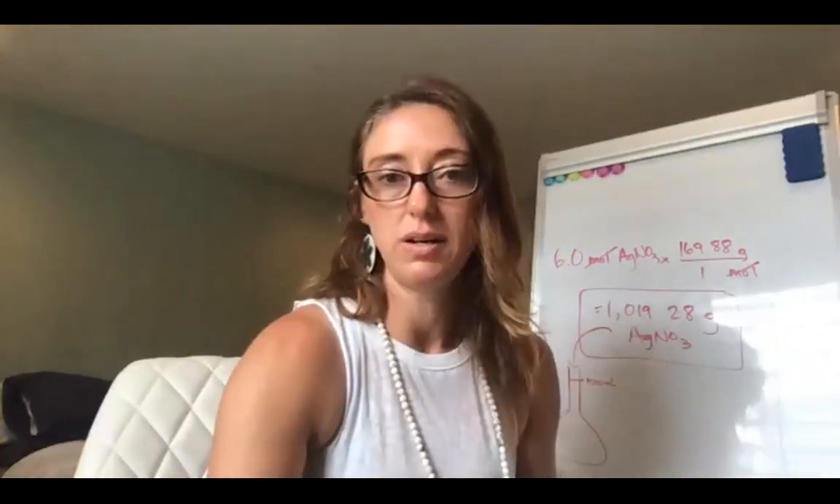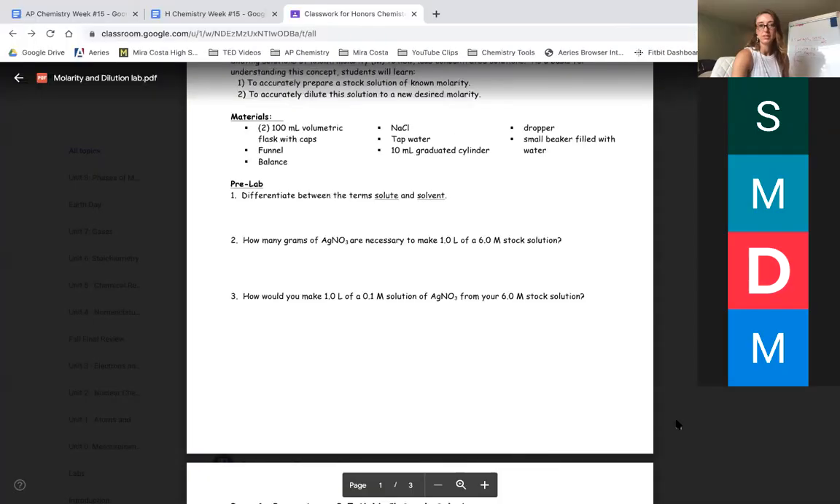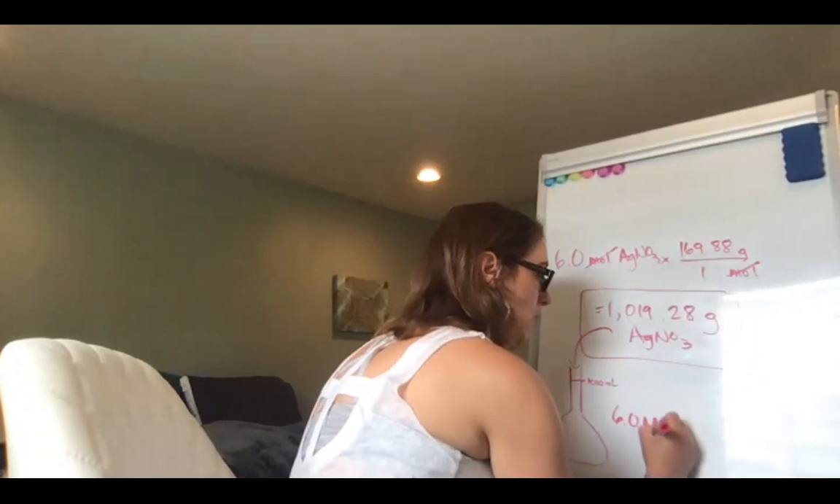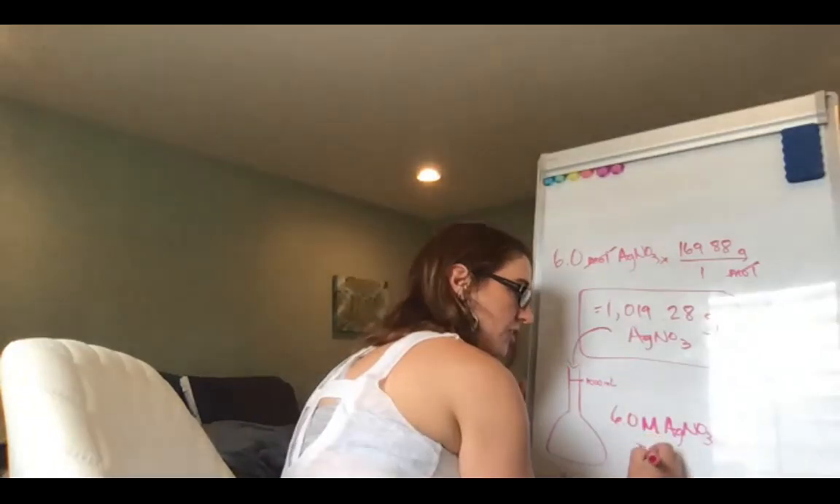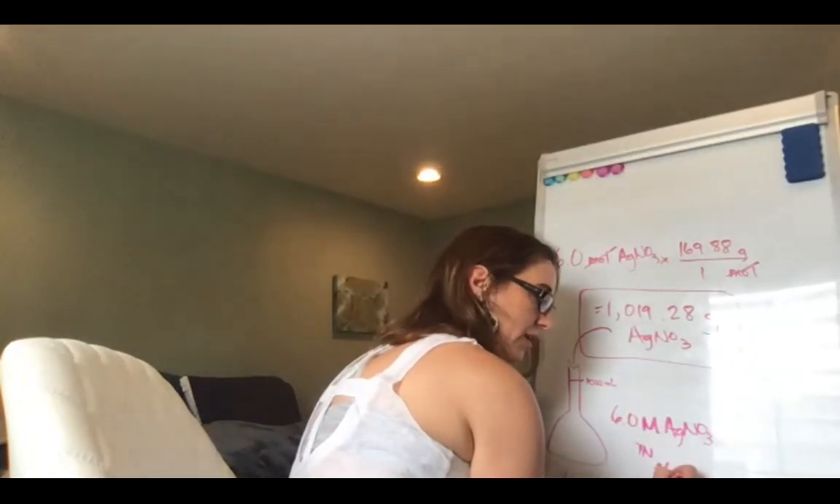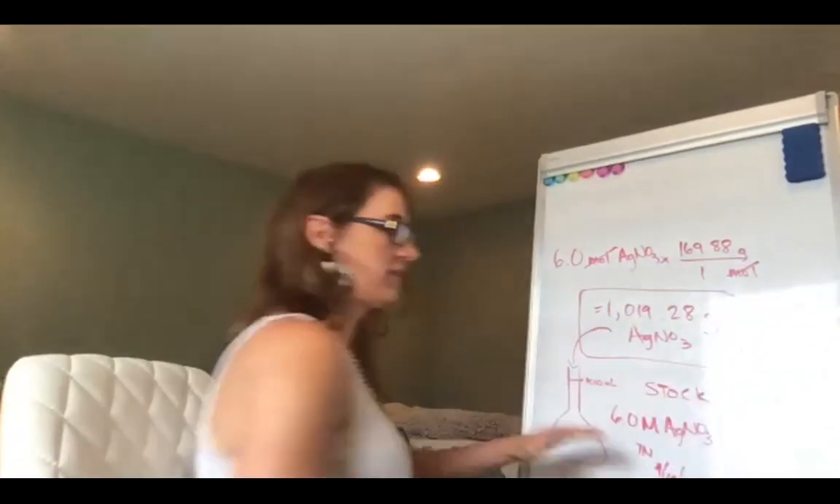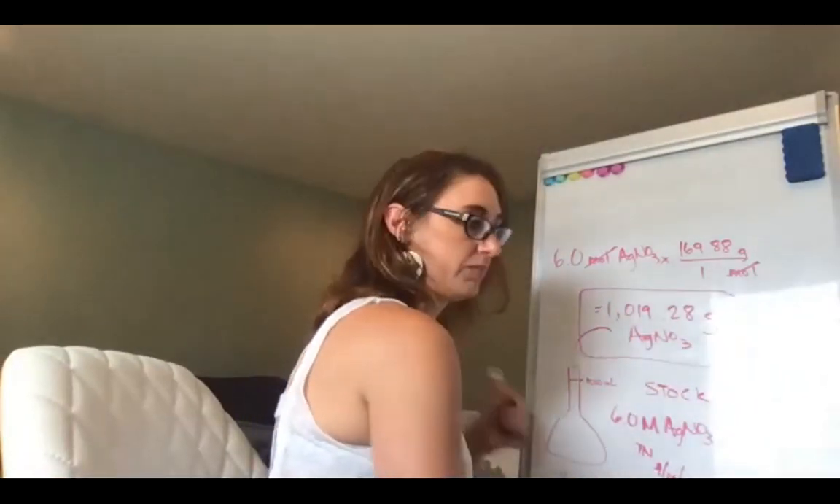The next question on this pre-lab, the last one, says, how would you make 1 liter of a 0.1 molar solution from my 6 molar stock solution? So now I would label this stock solution. I'd say, okay, here's my 6.0 molar silver nitrate solution, right? And I would initial it and date it for 2020, right? But now this is my stock solution. I want to take this stock solution and dilute it down to a new concentration that's 0.1 molar, okay?